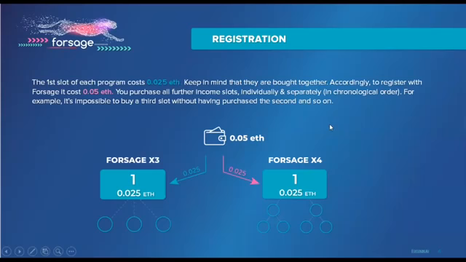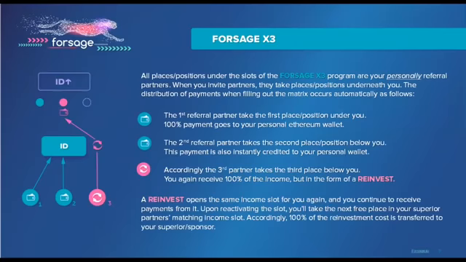Again, as I said before, you do have to buy in chronological order. For example, it's impossible to buy the third slot without first purchasing the second slot, and so on all the way through up to the 12 income slots.